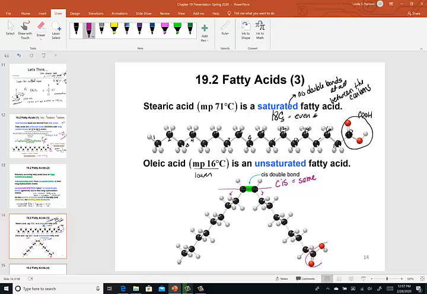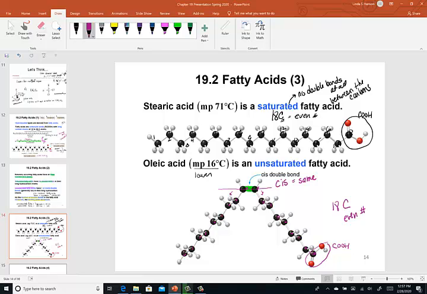Here's the carboxylic acid, and then we would have a total of 1, 2, 3, 4, 5, 6, 7, 8, 9, 10, 11, 12, 13, 14, 15, 16, 17, 18. There are 18 carbons in this compound. But again, it's always an even number.